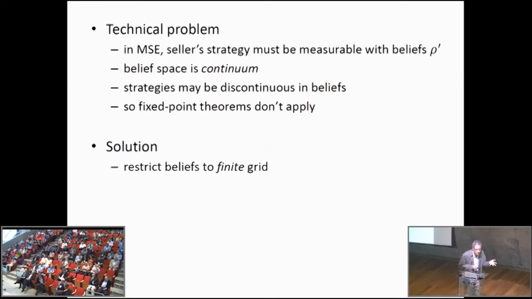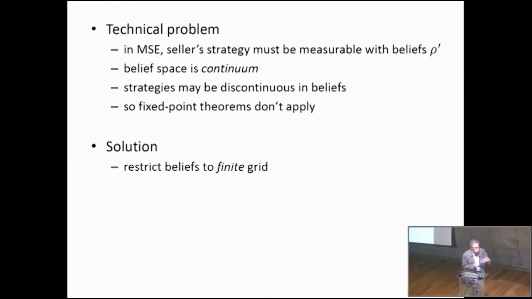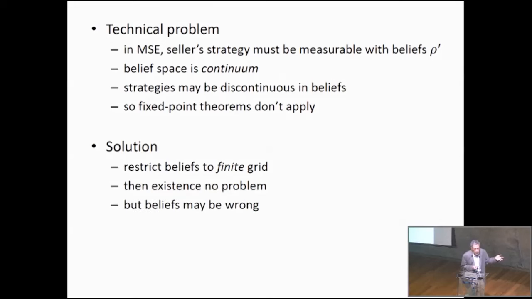One natural way to proceed would be to try to restore continuity by restricting beliefs to a finite set. Now, that ensures that we get a fixed point. The problem is that if we limit the set of beliefs, if we say that beliefs can only lie in this finite set, it could be that in equilibrium the beliefs will be wrong because the true beliefs might not lie in that finite set.